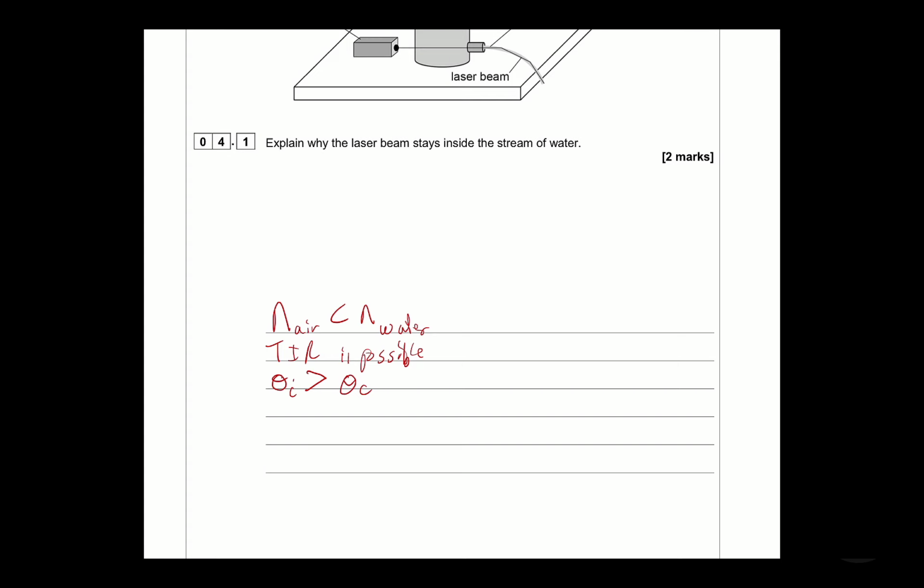And if you had seen me do the demo, you would see that actually at a certain point, when the column of water is low enough, the stream is bending too much and the laser will actually escape. So we lose total internal reflection at some point.